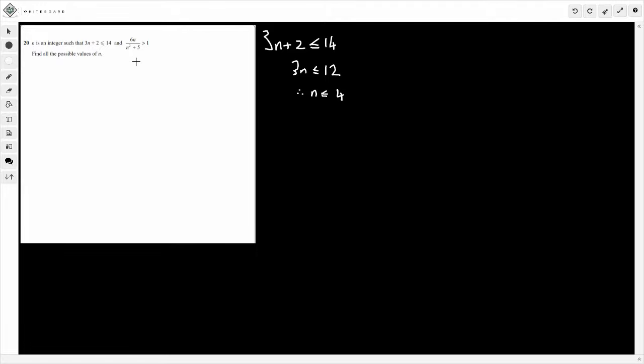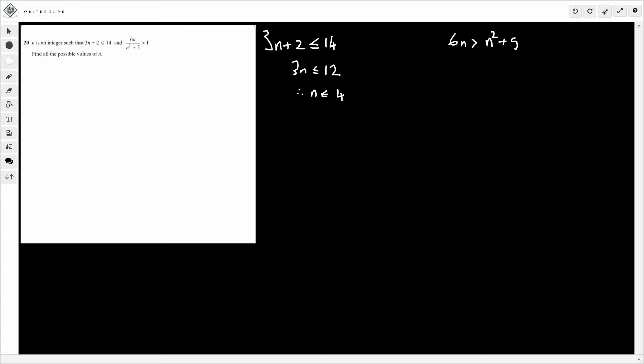But we also have this other inequality, with n an integer on this side as well. So how do we deal with this one? Well, this is actually going to be a quadratic inequality. To deal with it, first I'm going to multiply through by the denominator, n squared plus 5. So I'm going to times both the left hand side and the right hand side of the inequality by n squared plus 5. The left hand side, 6n divided by n squared plus 5, times n squared plus 5, just leaves me with 6n. And that's greater than 1 times n squared plus 5, so that's just n squared plus 5.